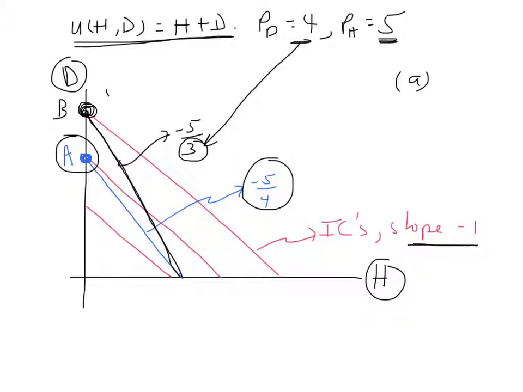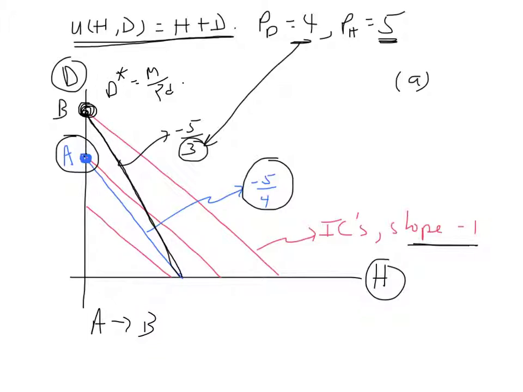Our D consumption, D star, is M over PD. And so because PD has fallen, our D star has risen from point A to point B. So that's basically just the net change in behavior. A to B is the net change that we want to explain in terms of income and substitution effects now.